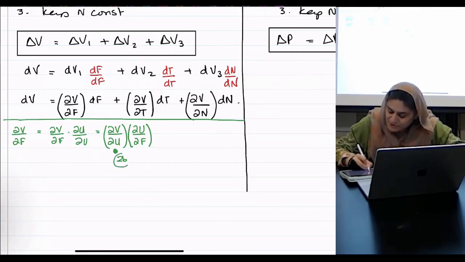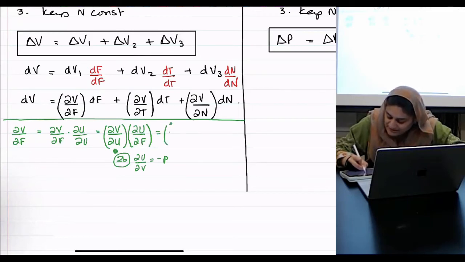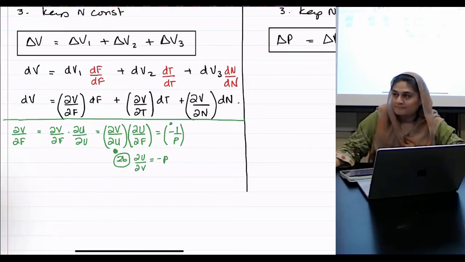So from equation 2B, may I write partial U over partial V equals negative P? So can I write this as negative 1 over P?